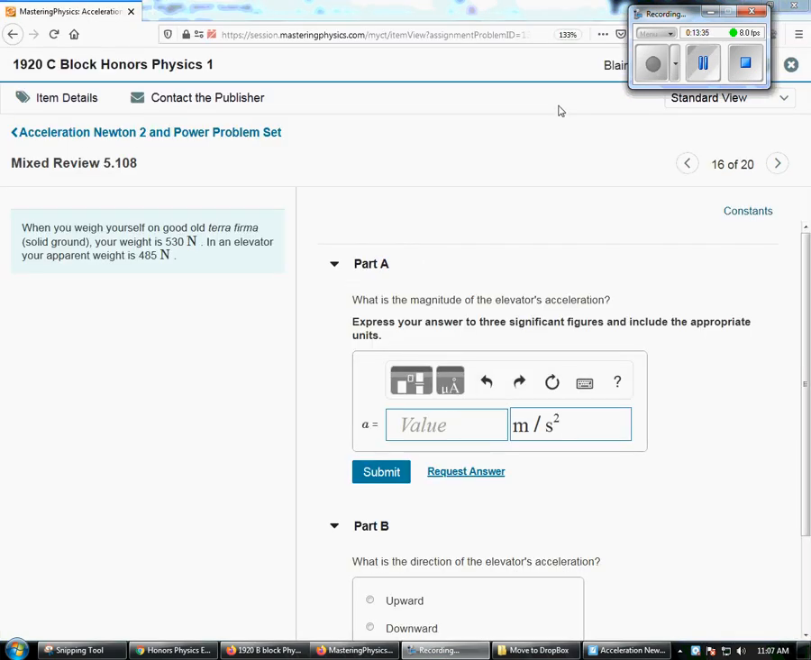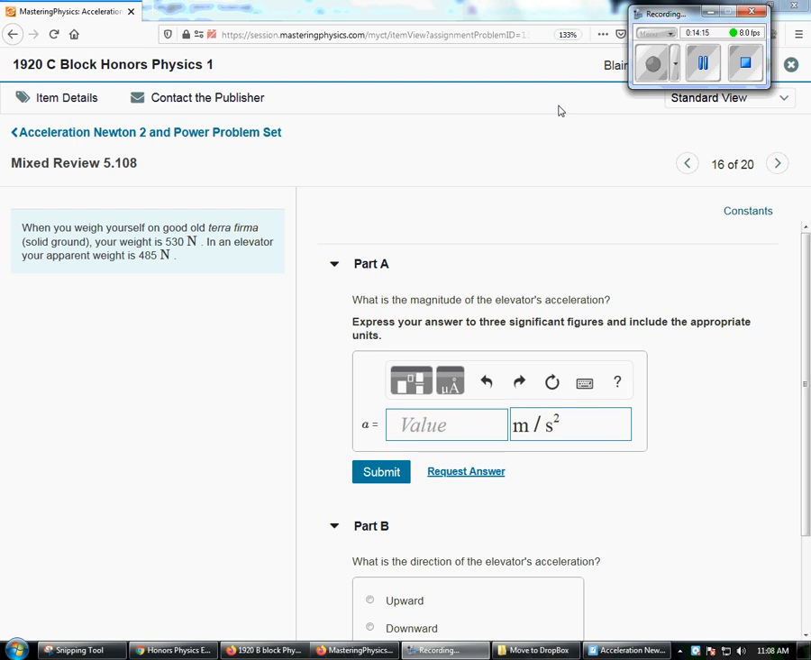All right, so on to number 16, which is you weigh yourself on terra firma, Earth, and you get this, and then your elevator's apparent weight is this. What measures apparent weight? Begins with an S. A scale. A scale measures weight. So what force is that scale actually measuring? Normal force. Not the force of gravity, right? Normal force. Scales always measure normal force. That's one of those factors you've got to put in your head someplace. All right? Scales measure normal force.